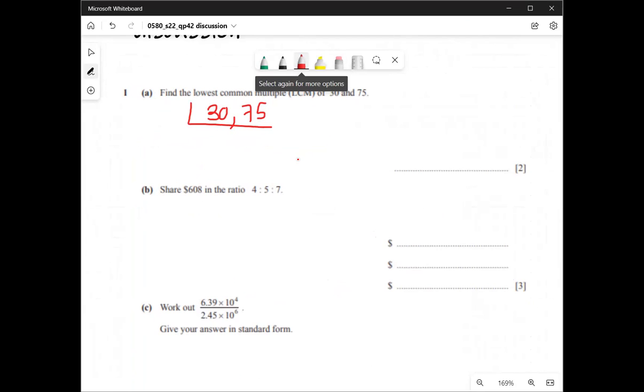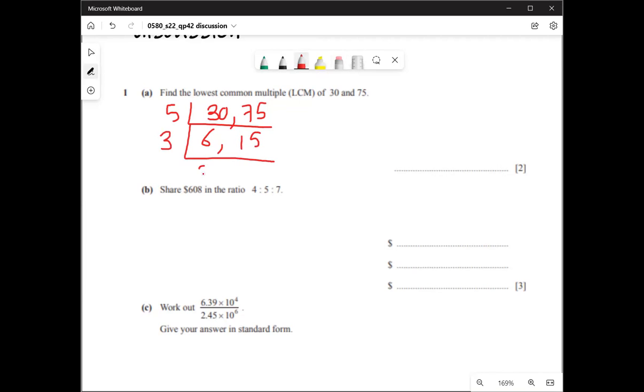Okay, I'm ready. Right now, divide them with prime numbers. We have 2, so this will become 15. I don't think you can divide this with 2. You try doing it with 5. 75 divided by 5 gets 15. Then let's try 3. We'll get 2 and 5.